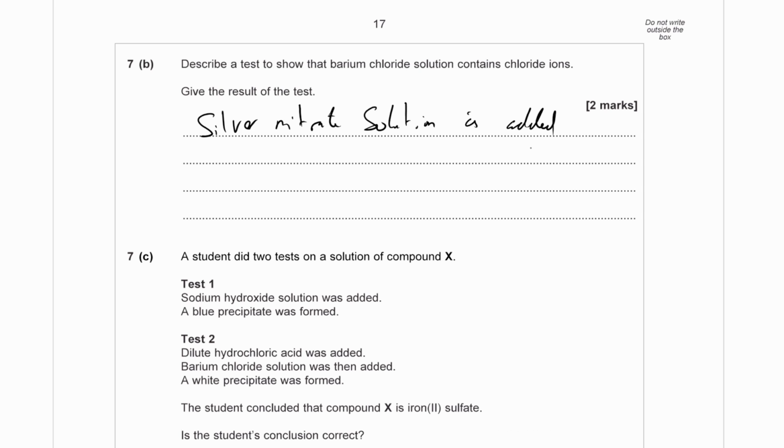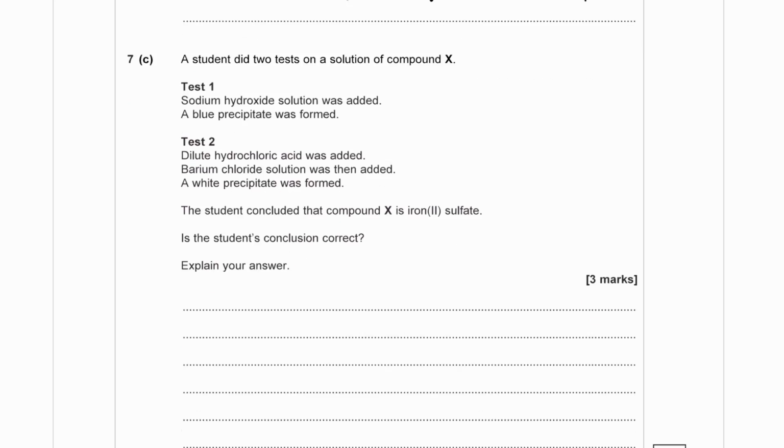And what's the result? Well, if you have chloride ions, you get a white precipitate. If you have bromide ions, you get a cream precipitate, and if you have iodide ions, you get a yellow precipitate. In this case, we want chloride ions, and so a white precipitate will be our result. Precipitate if chloride present. And that's easily worth 2 marks.